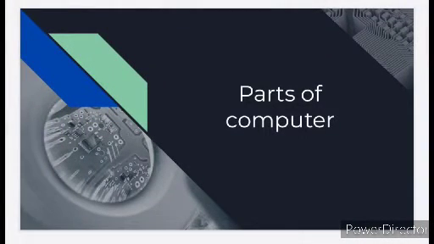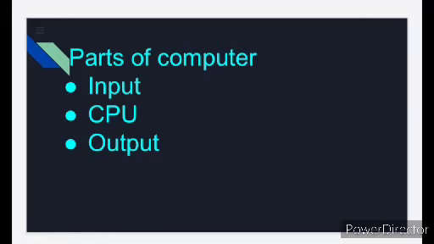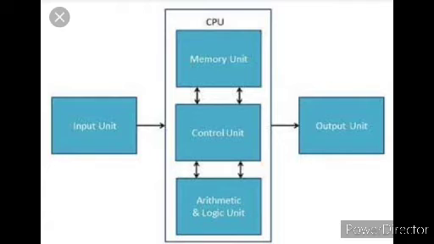Now we see the parts of a computer. It can be divided into three parts. The first one is the input unit, the second is the CPU, that is the central processing unit, and the third one is the output unit. First we see the input unit.